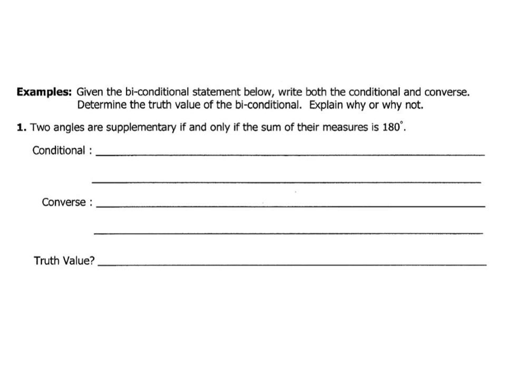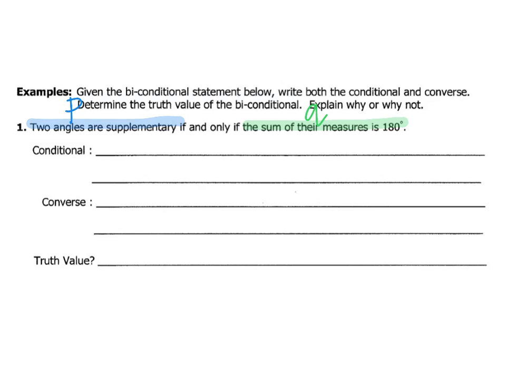So number 1, we are given the biconditional statement below, and we want to write both the conditional and its converse. We want to determine the truth value of the biconditional, and explain why or why not. Our statement: two angles are supplementary if and only if the sum of their measures is 180. Let's identify our P and Q. Our P is two angles are supplementary. Our Q is the sum of their measures is 180, because we're saying P if and only if Q.